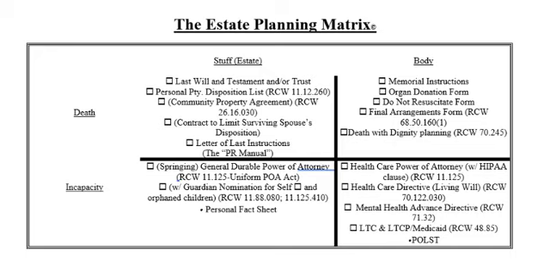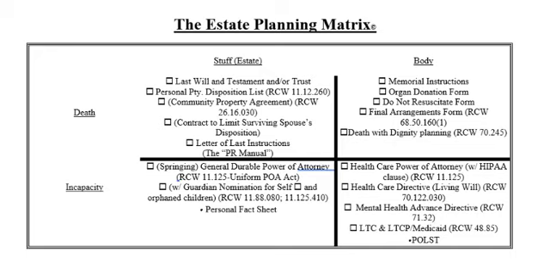dictate what our wishes would be after we're dead. For those who survive us, what do we want to have done? First with our stuff or our estate, and secondly with our body. I'm going to describe for you then each of these documents that are in those categories.